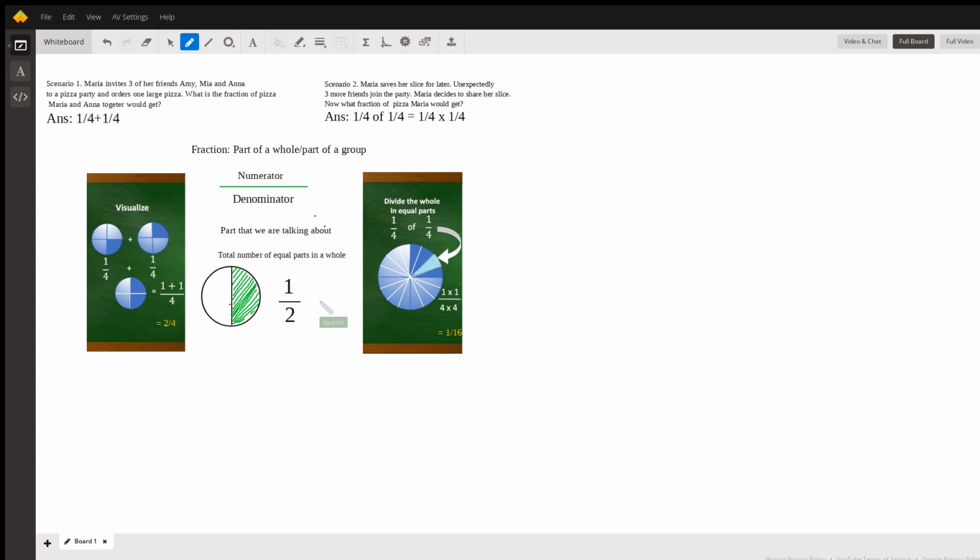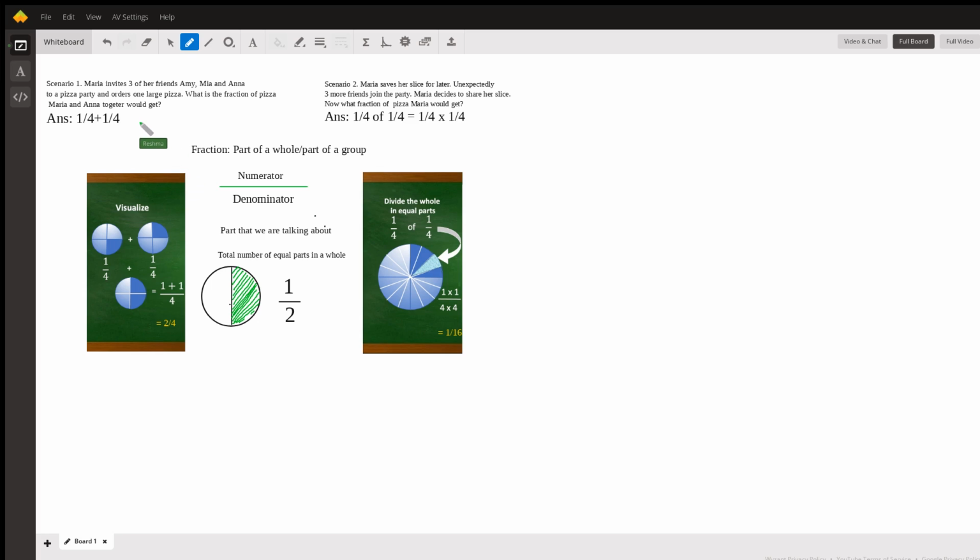So now let's start understanding our scenario. We use an example to understand the question and to find the answer. That is 1/4 plus 1/4. When you add two fractions, you're not adding the denominators, you just add the numerators. But when you multiply two fractions, you multiply both numerators and the denominators. And why do we do that? Let's understand two scenarios.